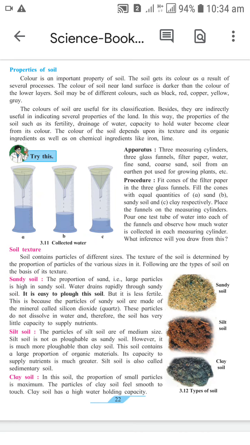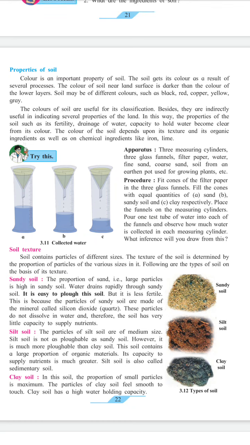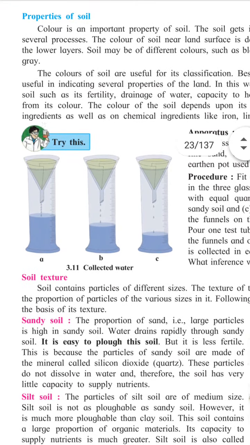Soil may be different colors such as black, red, copper, yellow and grey. The colors of the soil are useful for its classification. Besides, they are indirectly useful in indicating several properties of land. In this way, the properties of such soil, such as its fertility, drainage of water, and capacity to hold water, become clear from its color.